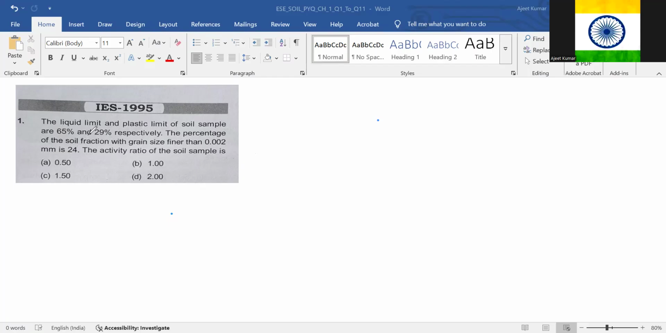The question is saying that the liquid limit and the plastic limit of a soil sample are 65% and 29% respectively. So liquid limit is 65%, and plastic limit WP is 29%. The percentage of soil fraction with grain size finer than 2 micron, that is 0.002 mm, is 24.